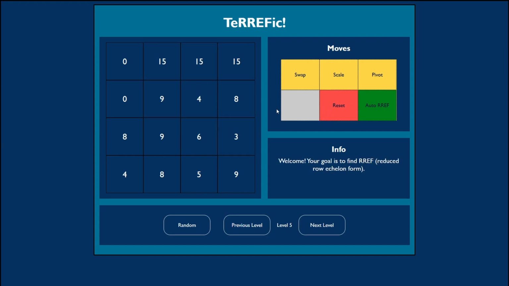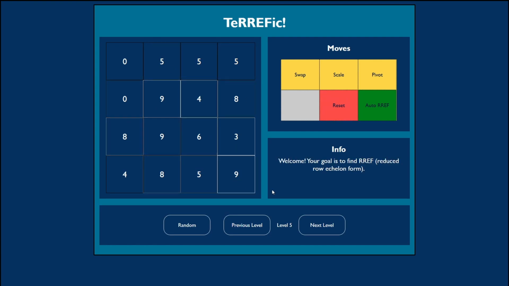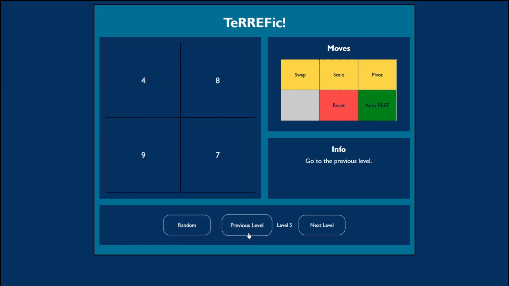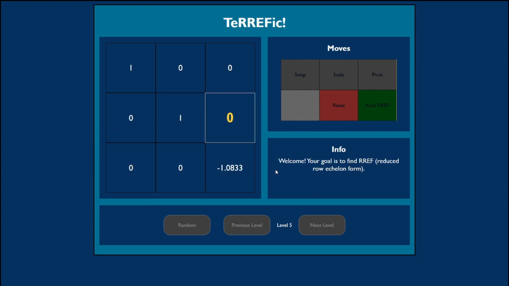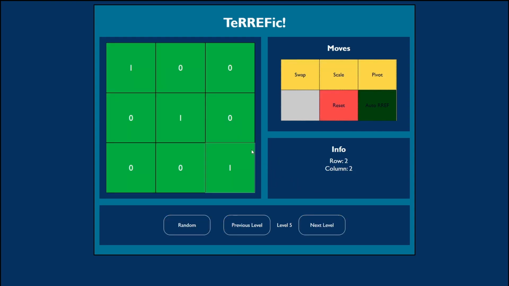So yeah, that's my project. It's a lot of fun just to play around with, and I really love watching the automatic RREF finder. And you can also hear there are sound effects that I got off the internet. They're all on the documentation page. So yeah, hopefully you enjoyed this demonstration and hopefully you try it.